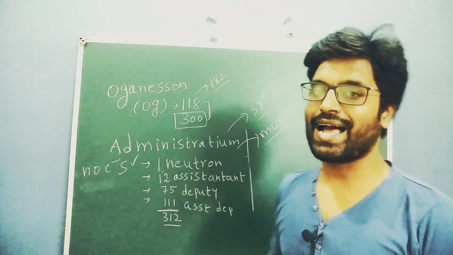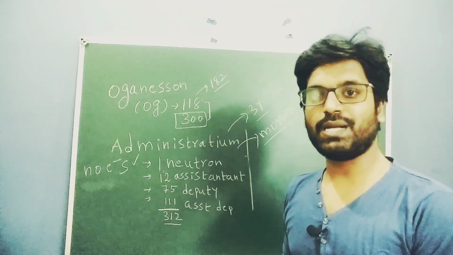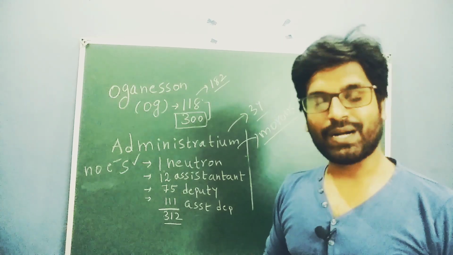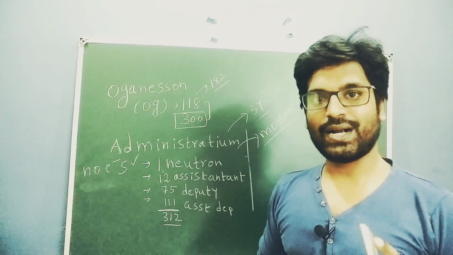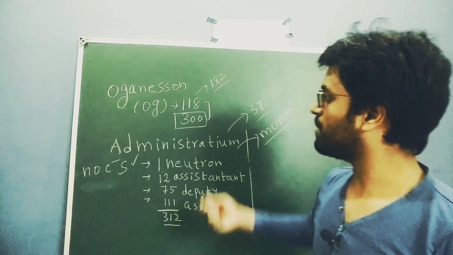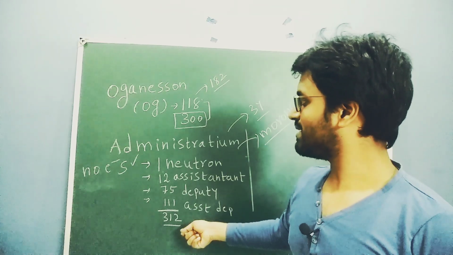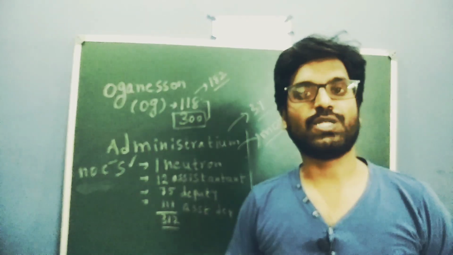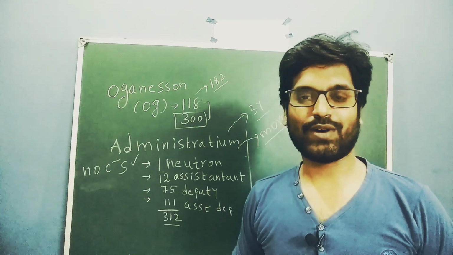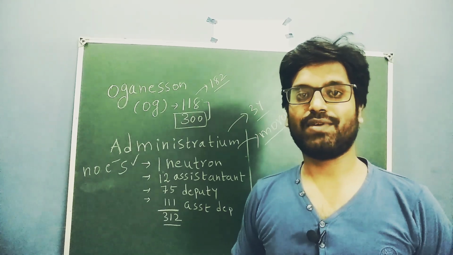Because of these drawbacks, it has not been placed in the periodic table, but still you have to remember that one element is there which has higher atomic mass than organocell, that is administration with 312 atomic mass. Okay, so I hope this information will be useful for you.